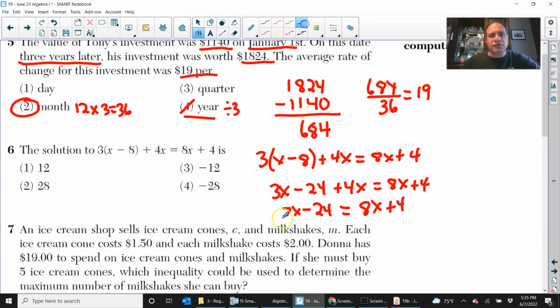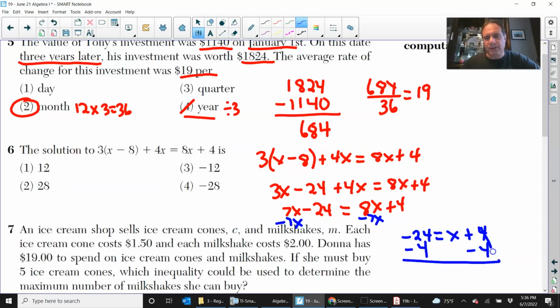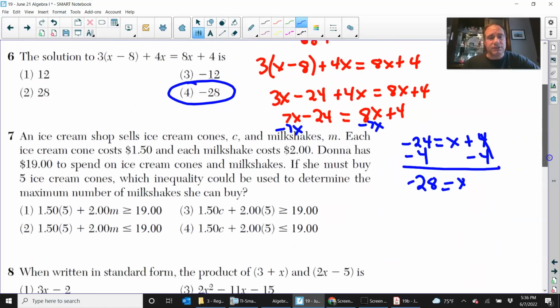Now you take the smaller x and you subtract the 7x from both sides. Right here, it's going to be negative 24 equals x plus 4. Then you subtract 4 on both sides, and you get x equals negative 28. You could always do this by substituting in each one and figuring out your answer, but I like solving. It's much easier for me.